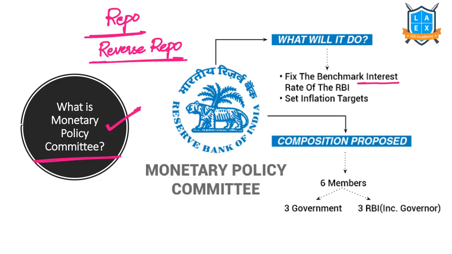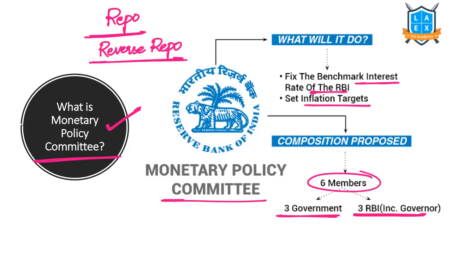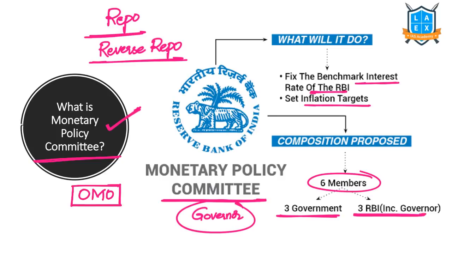This fixes the benchmark interest rates of the RBI and it sets the inflation targets. And as of now this committee consists of 6 members, 3 from the government, 3 from the RBI, including the RBI governor. In case of any tie in the decisions of these 6 members, RBI governor's decision is final in this Monetary Policy Committee. Open market operations, OMOs, are not under this Monetary Policy Committee. These are by the RBI itself. Monetary Policy Committee decides repo and reverse repo.